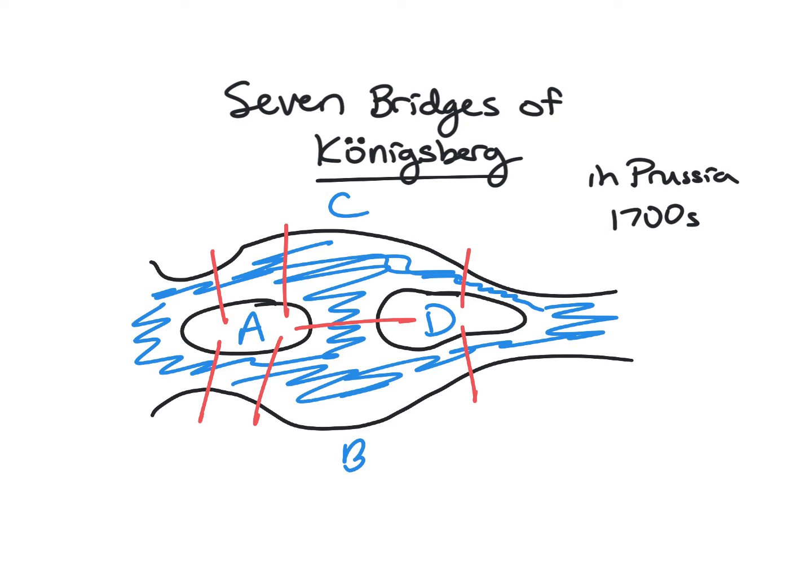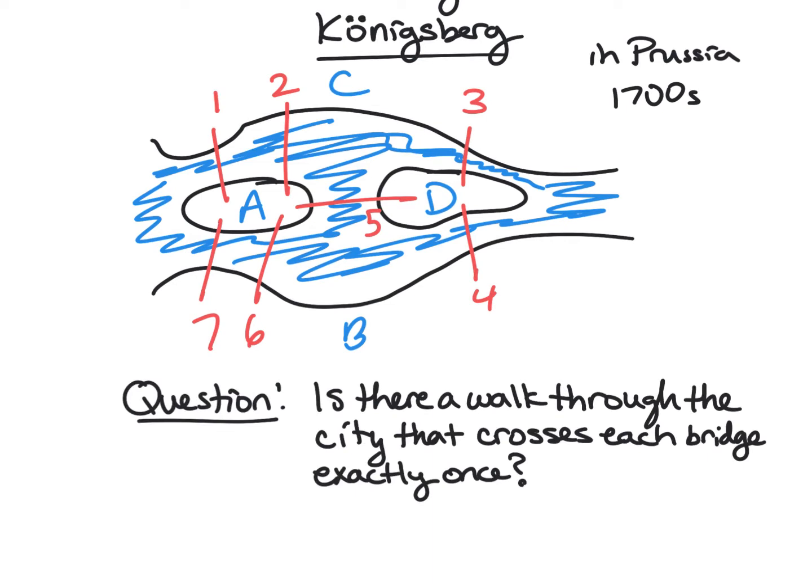And we're going to see in a second how we translate this into a graph. I'm actually going to number these bridges. I'm just going to go clockwise here. So 1, 2, 3, 4, 5, 6, and 7. And so the actual problem was as follows. The people of the city wanted to know, is there a walk that one can take through the city that crosses each of these 7 bridges exactly one time?